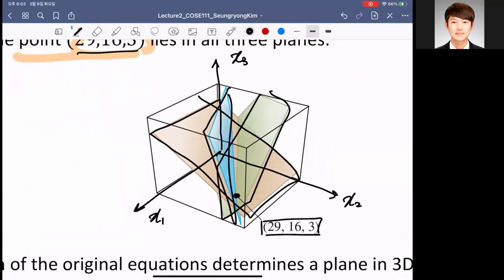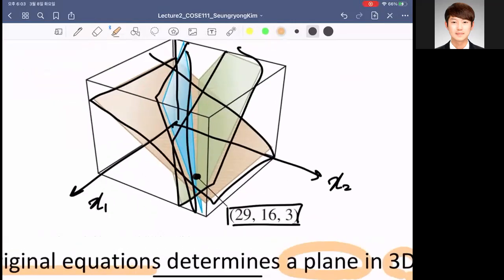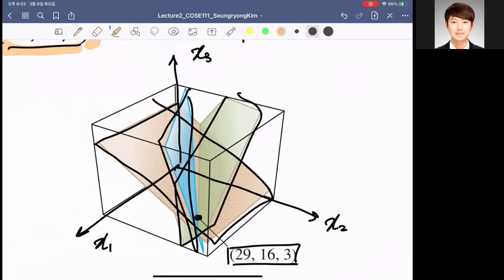Intersection of these planes. In other words, each of the original equations determines a plane in 3D. The solution is the intersection of these planes. So here in this figure, it is going to be really challenging to find the intersection of the planes, even in the three-dimensional case, I mean the three-axis case. But what if we have more variables, something like x4, x5, and x100? It is going to be impossible to find the solution by just plotting, by just drawing this kind of image, this kind of plane.